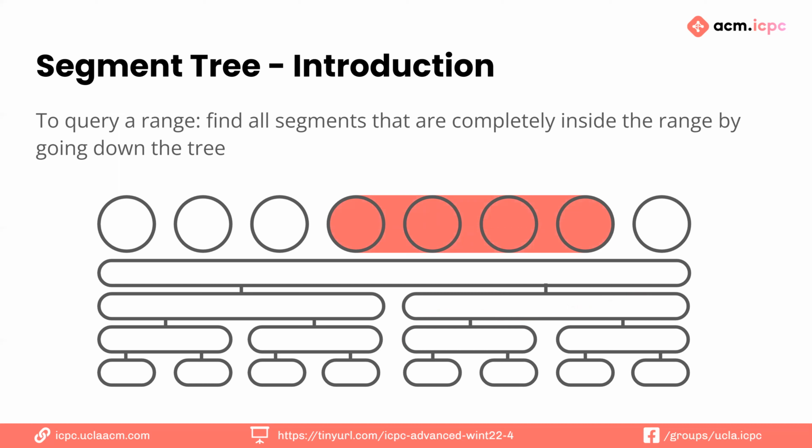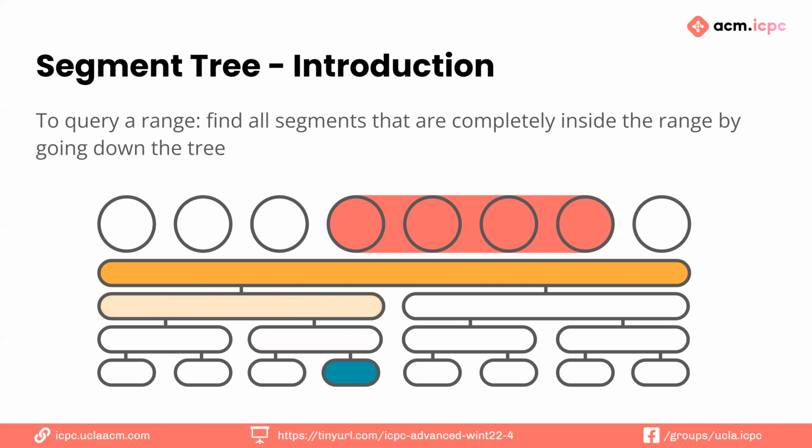Suppose we query this range. We start from the root, and since it's not completely inside the range, we look at its left and right child. That's not completely inside, so we look at its left child, which is completely outside the range, so we just don't look at it. We look at the right child, then its left child is completely outside, so we look at the right child. And that's completely inside, so we add the value stored in that segment to our sum.